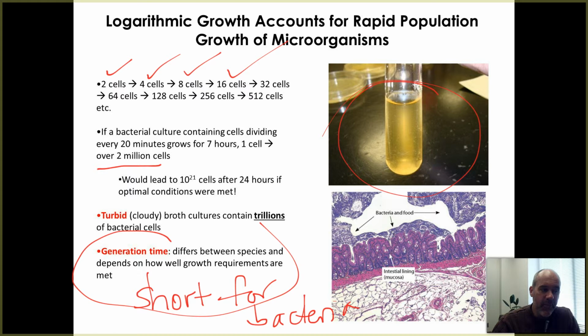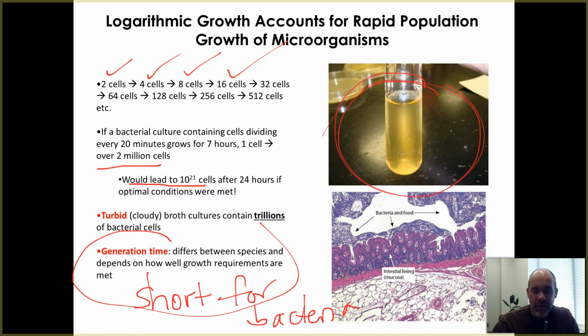And if you could keep providing optimal nutrients, and keep taking away the wastes, because all cells generate wastes, even bacteria, which would become toxic, you could wind up with 10 to the 21st power cells after 24 hours, starting with just one in your culture. That's a 1 with 21 zeros, if optimal conditions were met.